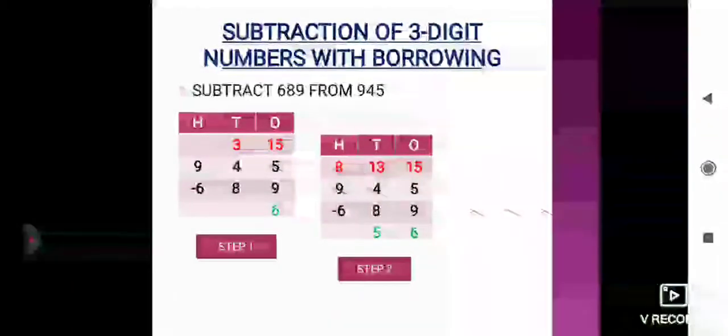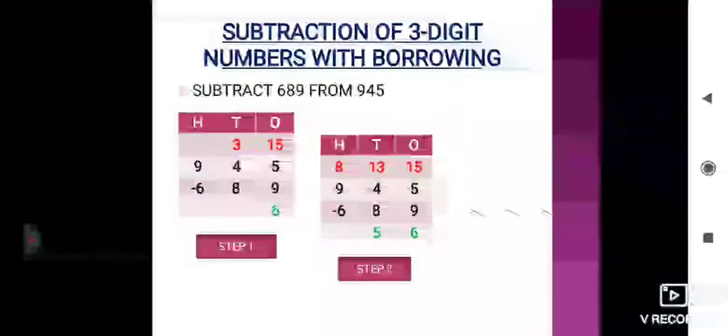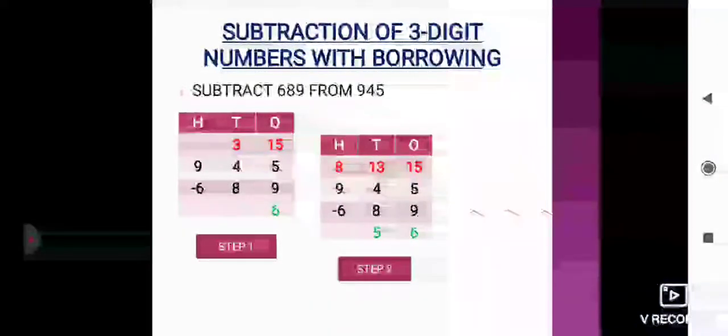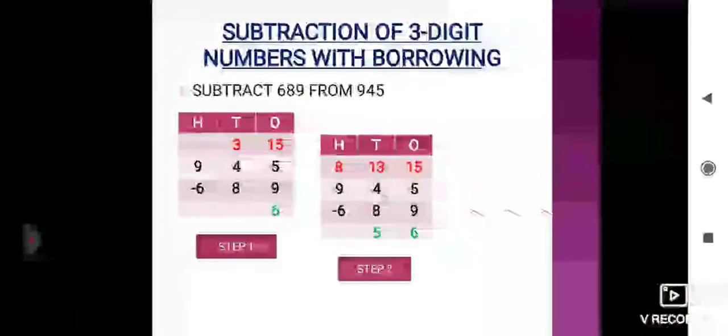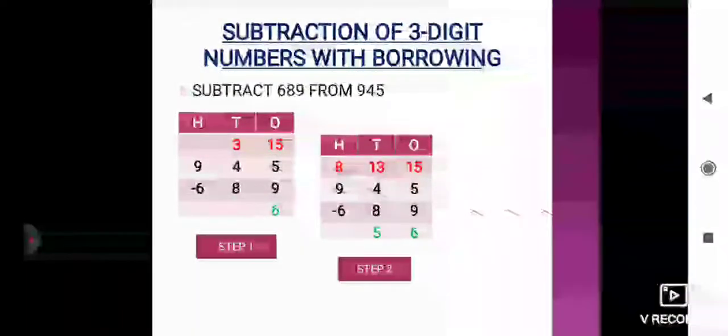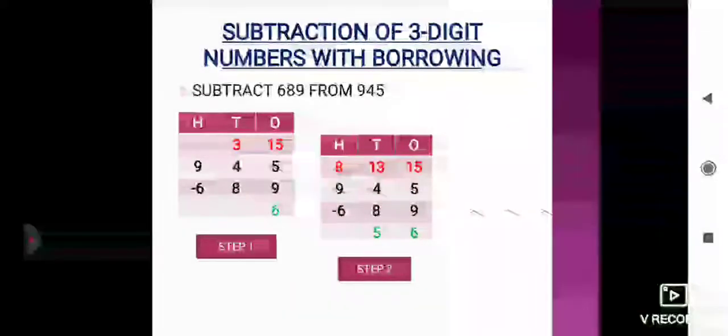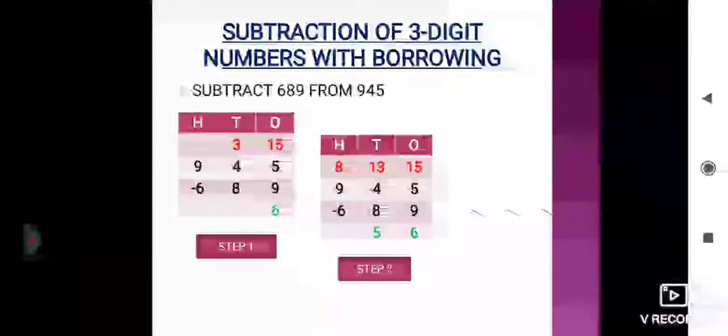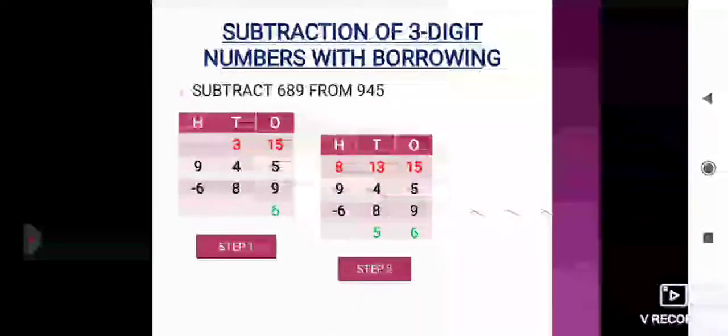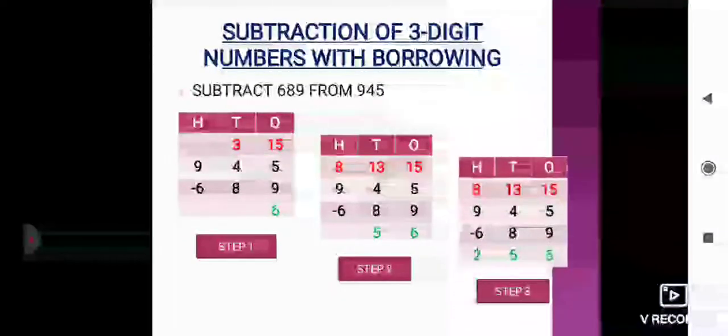Now 3 is again smaller. You cannot subtract 8 from 3. So 3 will borrow from the digit which is at the hundreds place, and it is 9. Break the 9 into ones and tens. You will get 8 ones and 10 tens. 3 will borrow 10 from the hundreds place and it will become 13. Now subtract 8 from 13. You will get 5. In the third step, you will subtract the digits which are at the hundreds place.